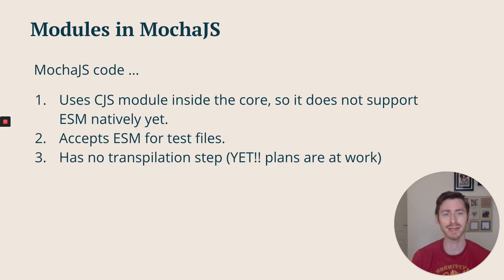It's necessary to understand the types of modules that can be used in and are found in the Mocha.js codebase. As we will be sticking to the same, it will explain some of the code conventions that you'll see within Mocha. Mocha uses CJS modules inside of core, so it does not support ESM natively yet. However, Mocha accepts ESM for test files. So for your test file, you can use the import and export syntax, but for the core of Mocha, it still uses require and exports. It's also worth noting that Mocha does not have a transpilation step yet, but there are plans at work to add this. So most of the code is ES5.